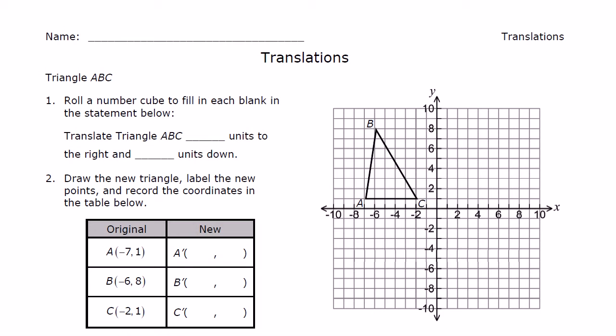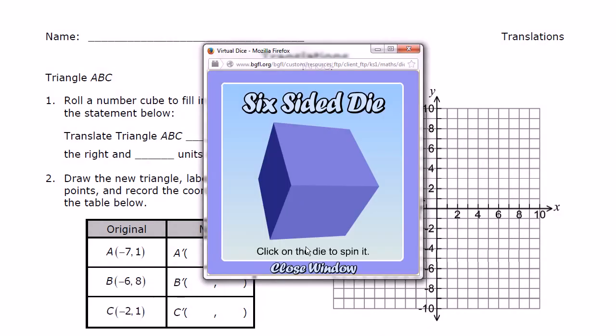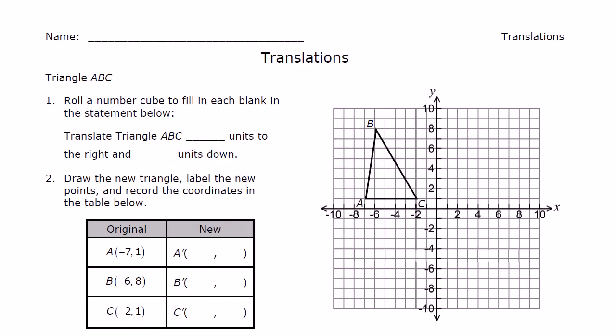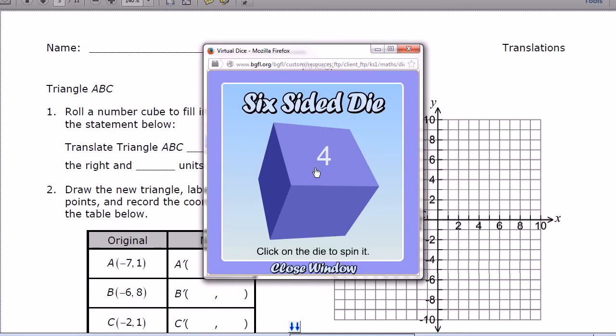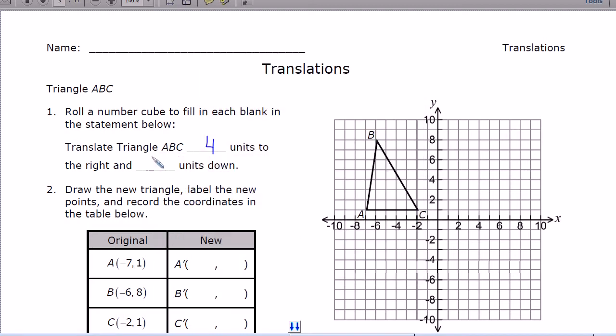So here is my simulator of rolling a dice. I'm going to click on it, and I have a 4. So right here on my problem, I'm going to put 4 units to the right, and I'm going to roll the dice again, and I'm going to get another 4. So I'm going to also have 4 units down. Everybody's going to have different numbers when you come to class tomorrow and do this activity, because everybody's not going to roll the same number.